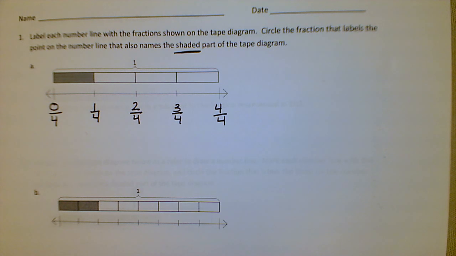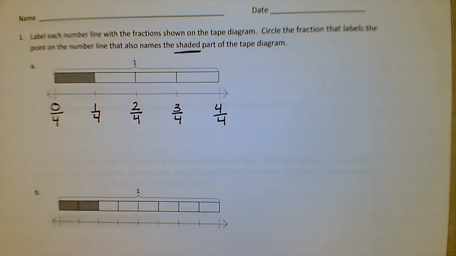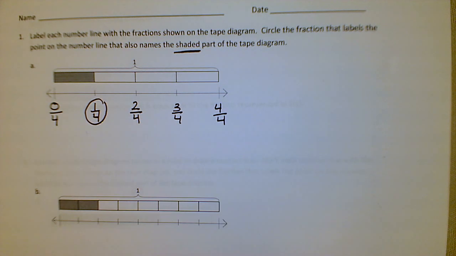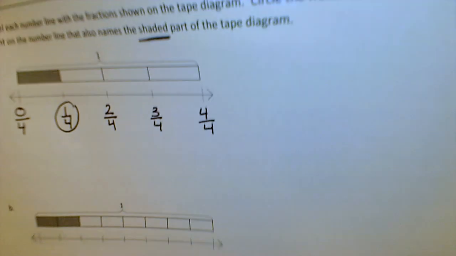So now what we want to do is circle the one that also names the shaded part of the tape diagram. Well, the shaded part ends right here, so 1/4 names that shaded part. So I'm going to go ahead and circle that. So that is a pretty easy problem to do, and I have full faith in all of you that you will be able to do example 1B and 1C on your own after that.